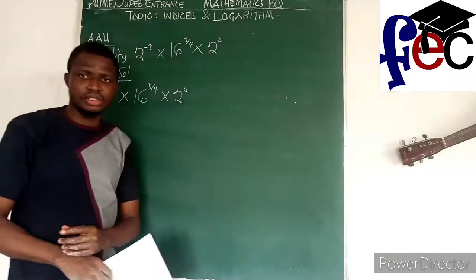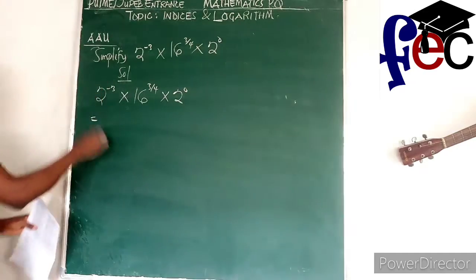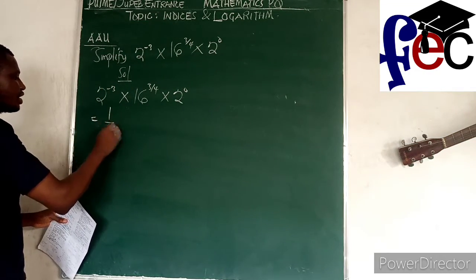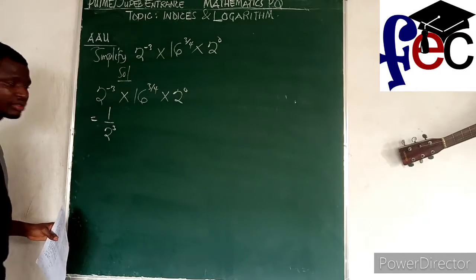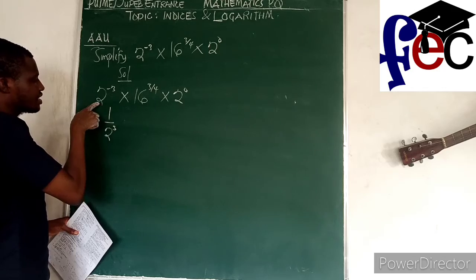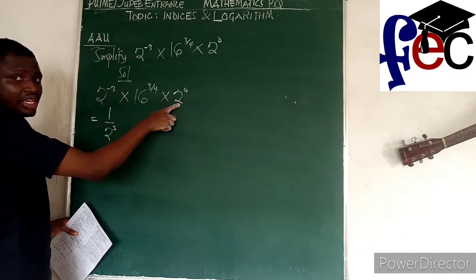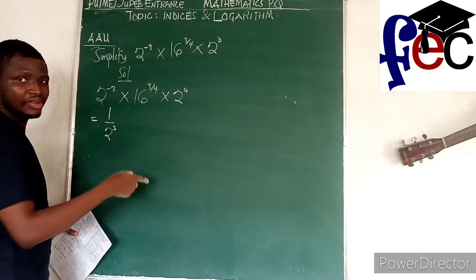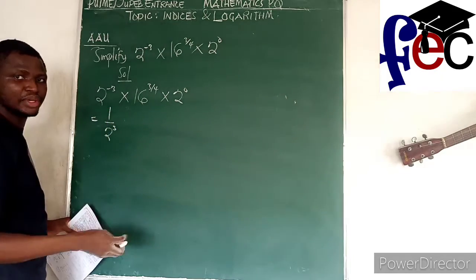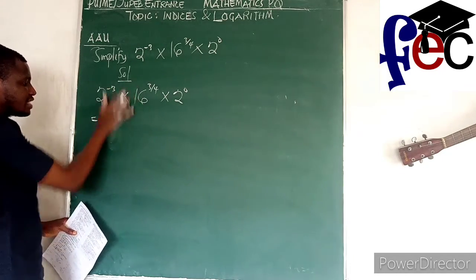Now what will this give us? 2 raised to minus 3 is the same thing as what? 1/2 raised to power 3. Sure you agree with me? Or better still, I can see 2 here, I can see 2 here. I wanted to do it individually, but it looks like I can rewrite all of them in terms of base 2. So let me write it this way.